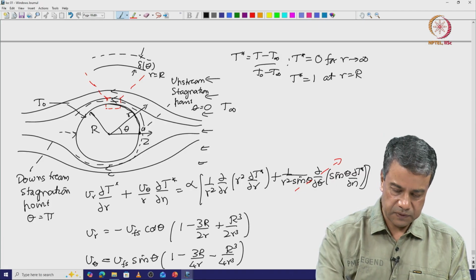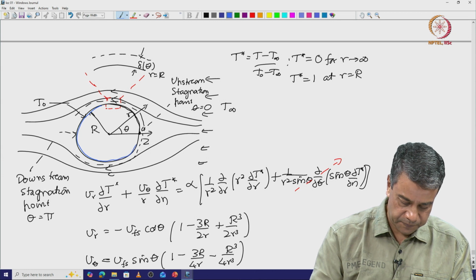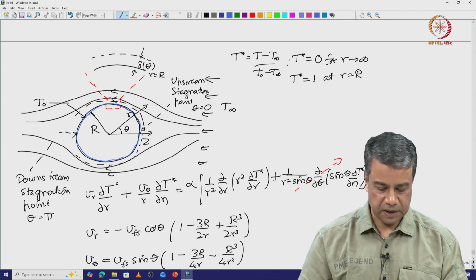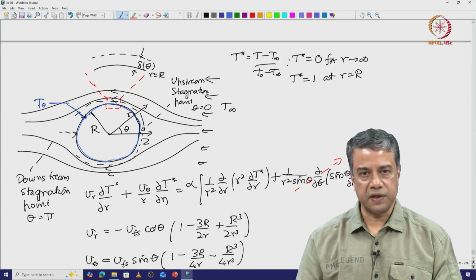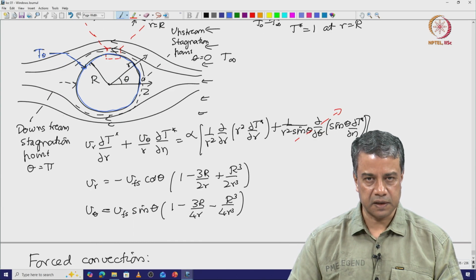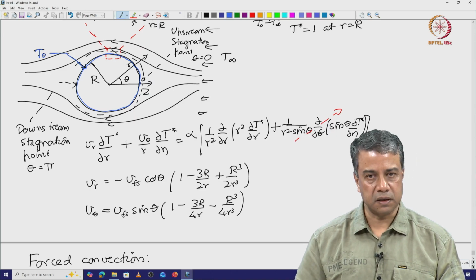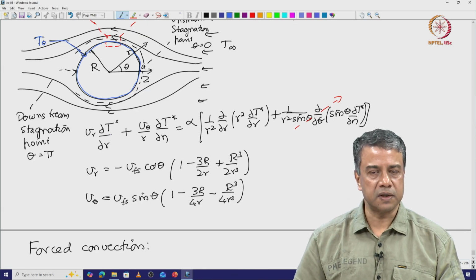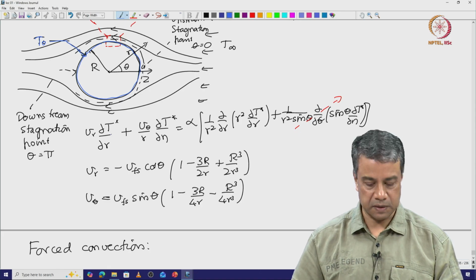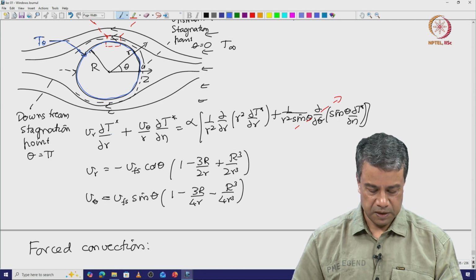So, the configuration is as follows. You have a spherical particle of radius R, at the surface of which the temperature is T naught. The temperature at the surface of the sphere is T naught, and the free stream temperature far from the sphere is T infinity. And we had the velocity components specified in this case. These are the velocity components for a laminar flow in the viscous regime, in the low Reynolds number regime. These are the components of the velocity.